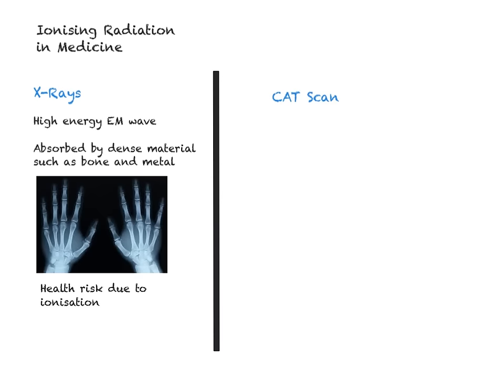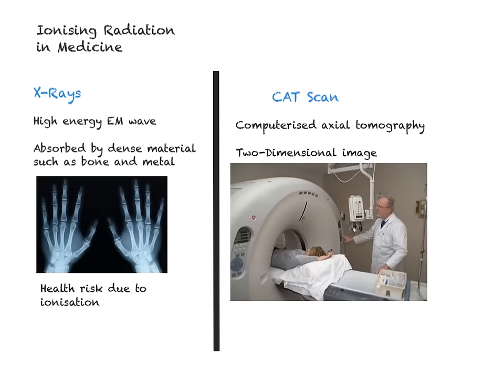CAT scans, or computerized axial tomography, use X-rays to produce an image of a two-dimensional slice through the body. The CAT scan uses a large machine, and the entire process can take up to an hour. However, unlike standard X-rays, CAT scans can be used to image soft tissue as well as bones in order to look at organs including the brain as well as ligaments and tendons in the knee or ankle.